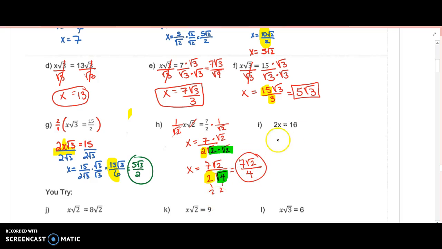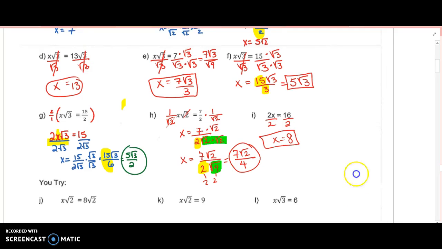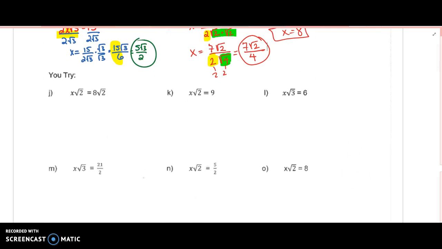Okay, part I is not bad at all. You just divide by 2 and x equals 8. But I just want to make sure we all felt good about all these different algebra tactics before we dove into the geometry piece. So what I have here at the bottom of the page, there's 6, J through O. There are 6 different ones that I want you to try by yourself, and we'll come back here in just a second. Go ahead and pause the video, try these on your own, and then we'll check them here in a second.